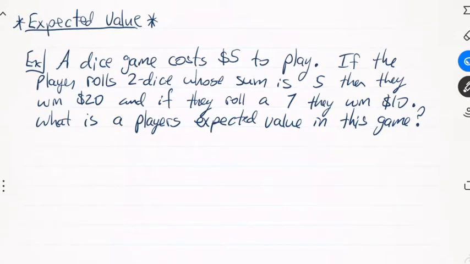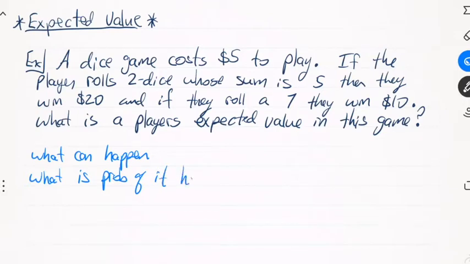So when we do what's called an expected value table, it's really important that you design a table to keep all your numbers kind of straight here. The table is going to be basically what can happen, what is the probability of it happening, and if you can find these two things out, then you can find the expected value of this situation, of these rolling of these two dice.